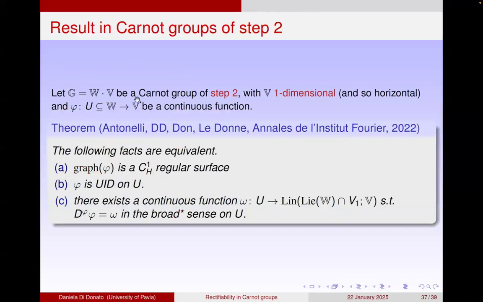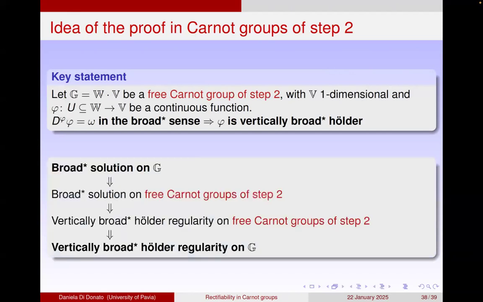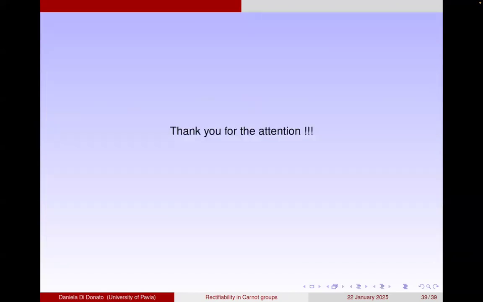Our result is in a Carnot group of step 2, and V is one-dimensional. We prove that in this context it is possible to drop the vertical irregularity. So the UID condition is equivalent to asking that there exists a continuous function omega such that our PDE system is satisfied in the broad star sense on U. This statement follows thanks to the free Carnot group of step 2. That's all. Thank you for the attention.